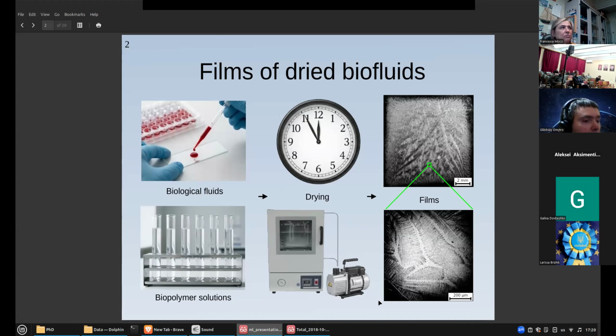Usually, when a droplet of biological fluid or biopolymer solution is dried, it forms various structures and textures on the substrate. For example, like this. The visual look of these textures can depend on many factors, including the state of the biopolymer and its interaction with other components in the solution, which makes such films a promising area for low-cost diagnostics.